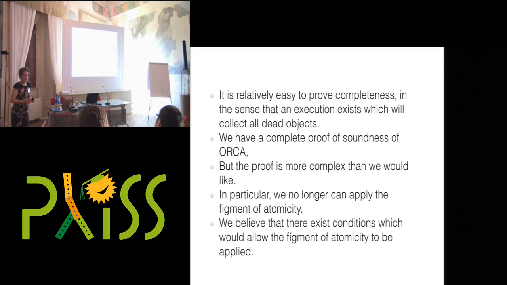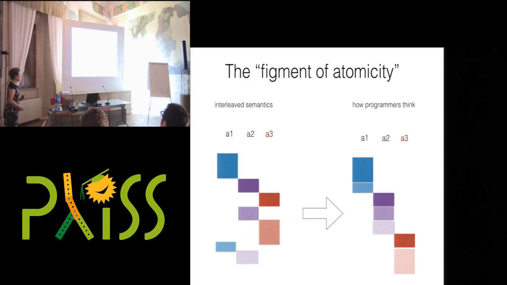It's about 10 pages of LaTeX. So we have got it, but it's more complex than we would like it to be. Same story as I said yesterday, but for different reasons. In particular, we don't apply this figment of atomicity that I spoke about yesterday. And we believe that we should be able to apply this figment of atomicity. So what is that figment of atomicity?